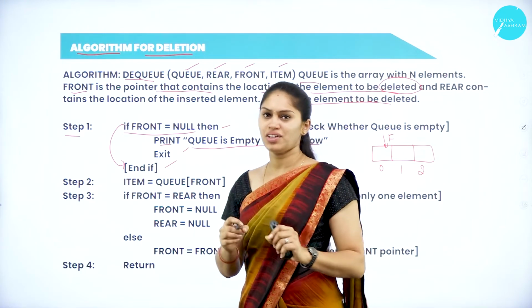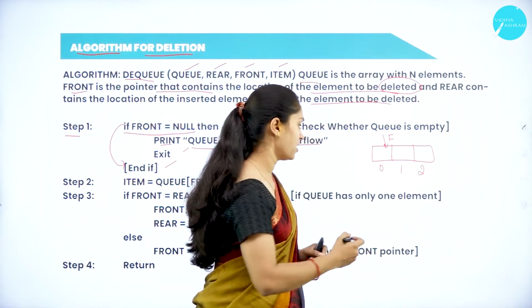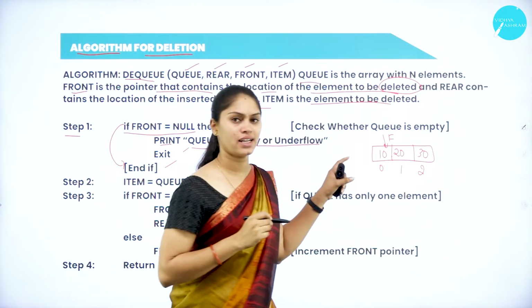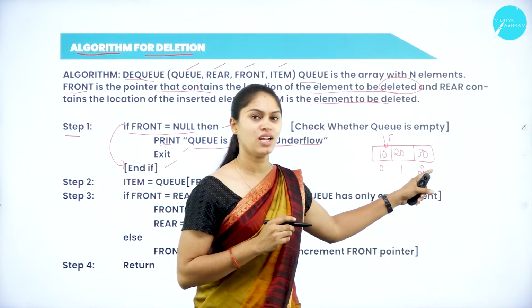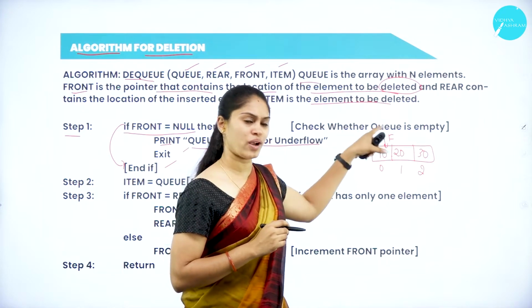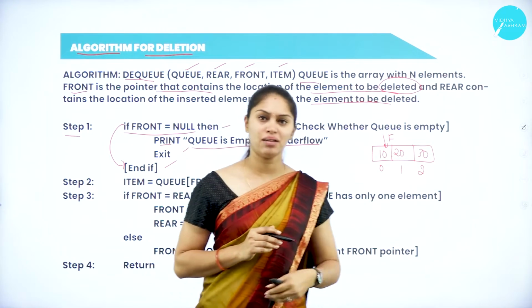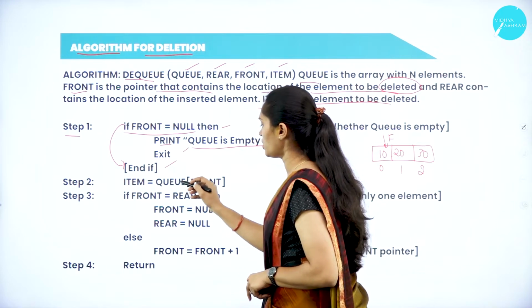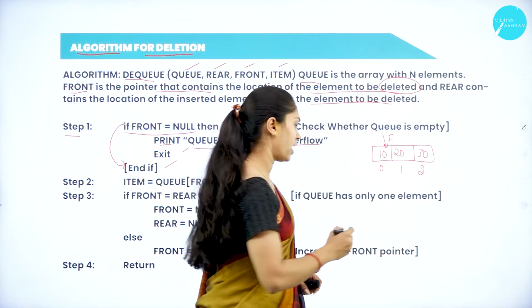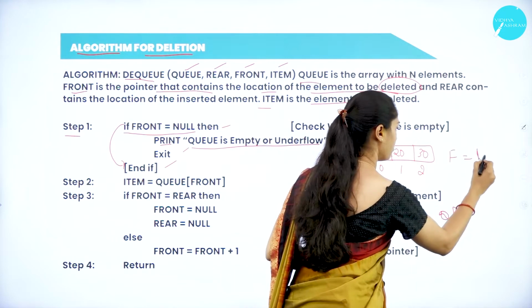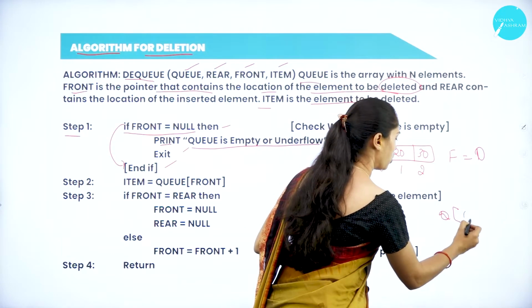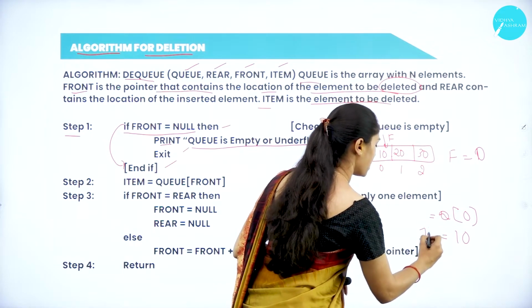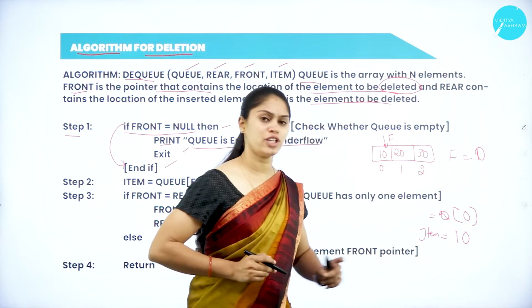Next, what if we have some elements in the queue? Consider this one itself, 10, 20, 30. I have three elements, 10, 20, 30, in the locations 0, 1, 2 respectively, and the front pointer is pointing to location 0, which has the element 10. The item value is 10 here. So now item is equal to queue of front. What do we have in queue of front? What is the front value here? That is 0. So queue of 0 is 10, and that will be assigned as item. Item is equal to 10 now.